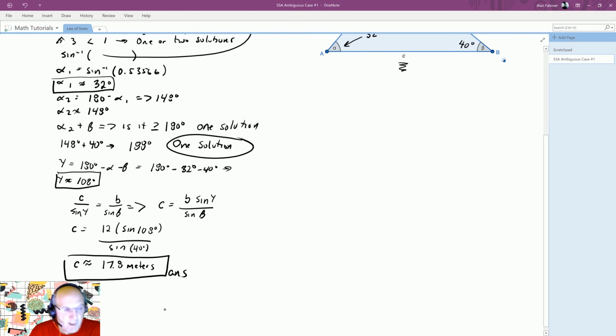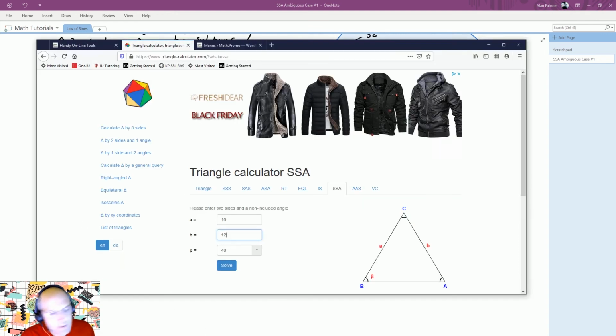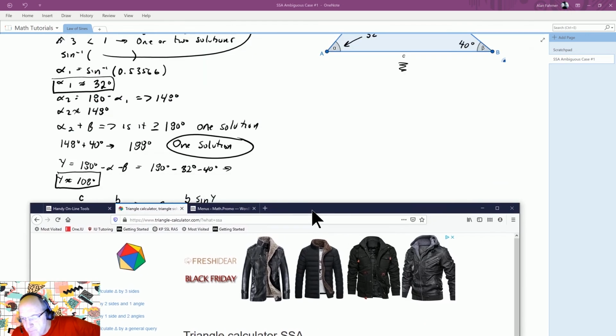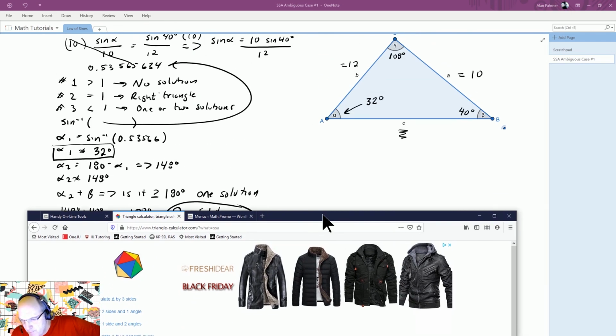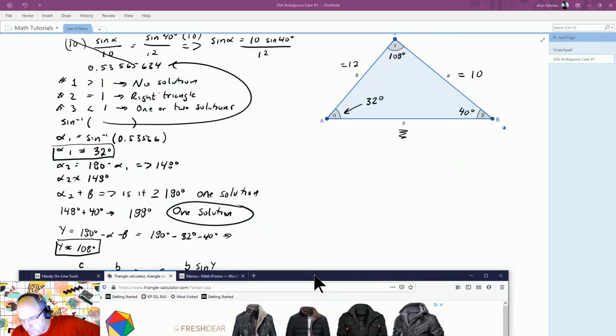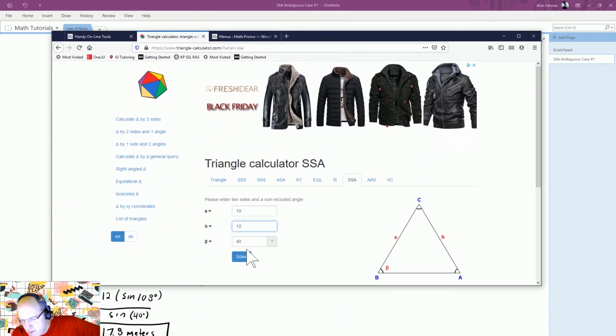Okay. Now, I just did this live with you. I didn't know what the solution is going to be. But let's go ahead and see what happens if we do this neat little thing. Notice this trianglecalculator.com. So we go to triangle calculator. Notice I've got A equals 10. Make sure we've got these right. A equals 10. B equals 12. Beta is 40 degrees. Let's go ahead and solve it.